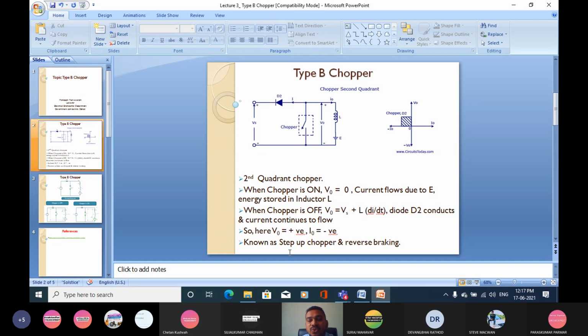That's why this chopper is also known as the step up chopper, and the operation done by this chopper is known as the reverse braking. Why is it known as the reverse braking? Because current flows in the reverse direction from load to source, not from source to load. Okay, and output voltage is greater than the source voltage, so we can say that this type B chopper is known as the step up chopper, and the operation done by this chopper is the reverse braking.